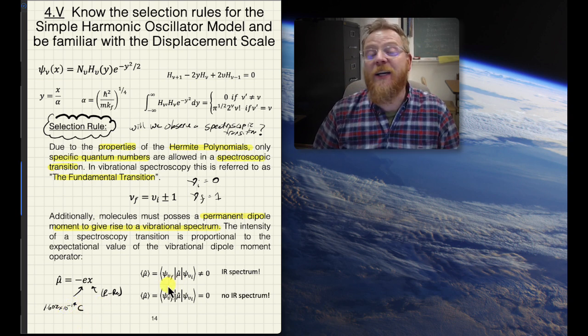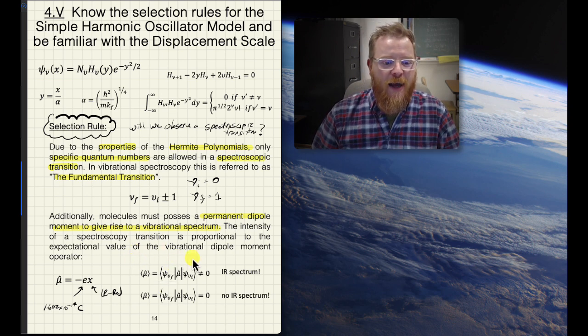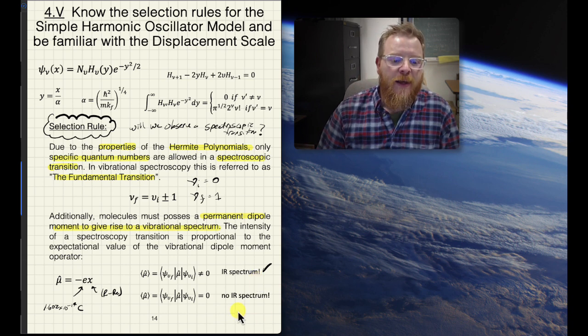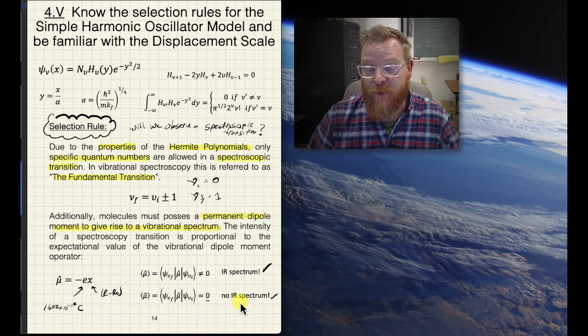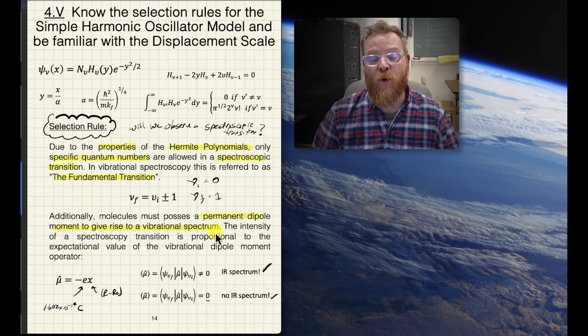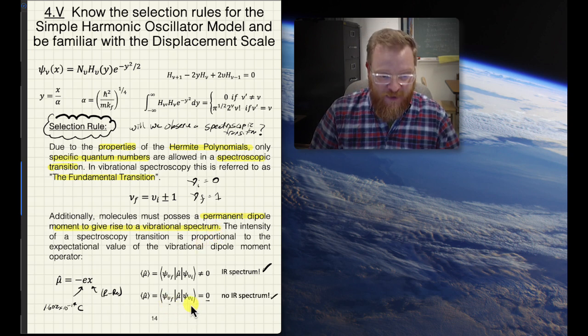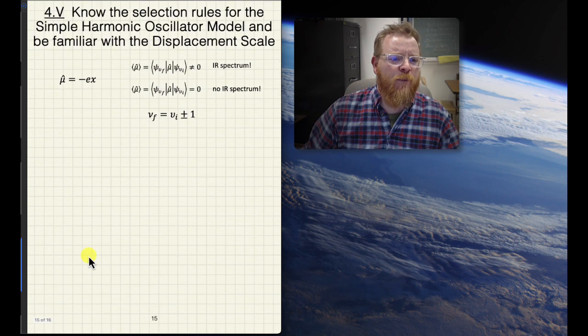And so the way this works, if we look at the expectation value of the vibrational dipole moment operator, then if this value returns a non-zero value, we get an IR spectrum. If this value gives us 0, we get no IR spectrum. And there's a couple ways that can manifest. For one, that there is no permanent electric dipole moment. Or two, if we violate this condition of going more than one quantum number at a time. So notice here, we've got the final vibrational state and the initial vibrational state placed in there. Okay? So let's flesh that out in just a little bit more detail.